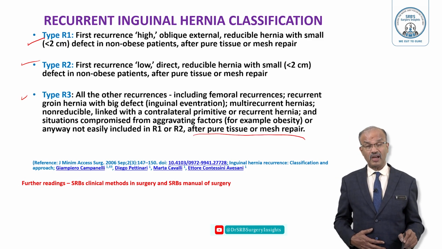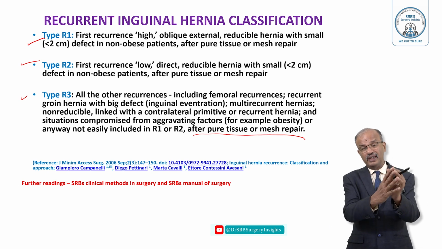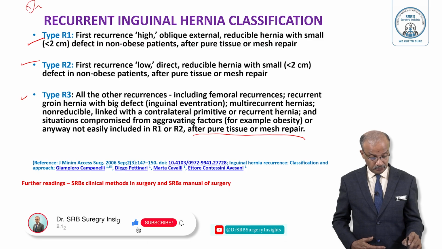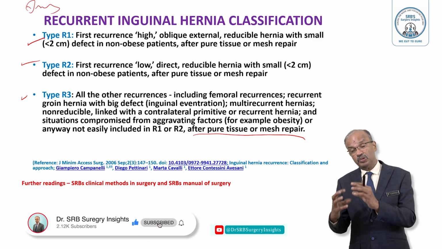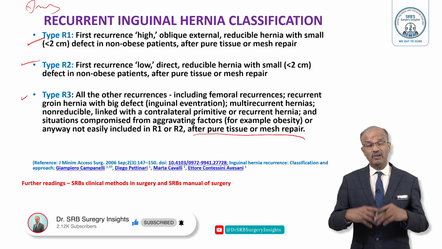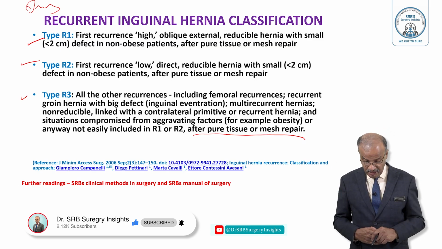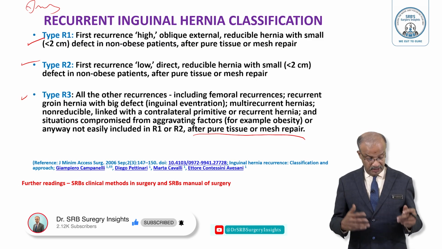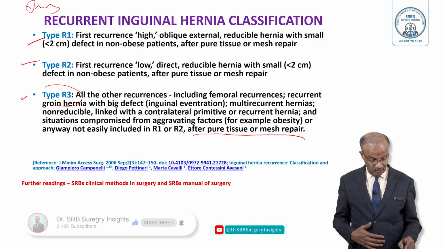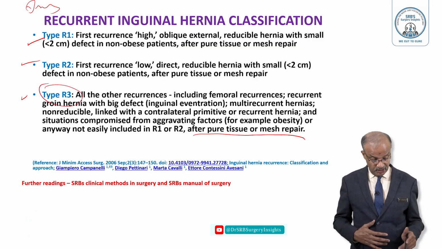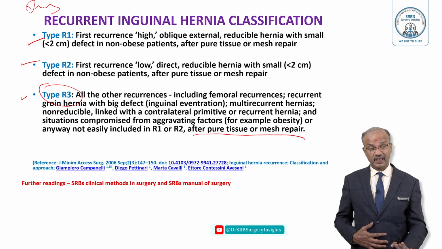So R1, R2, R3. R1 is in front, lateral, simple identification, anatomical. This is the anatomical classification. And R2 is posterior, medial, close to the pubic tubercle. R3 is the big one, larger, involving the entire area, multi-recurrent, 3 times, 4 times, big defect, femoral recurrences, everything comes as R3, quite difficult to treat. You have to treat with large mesh, giant prosthesis or laparoscopic. So this classification is anatomical.